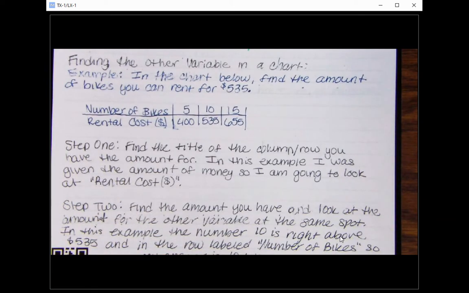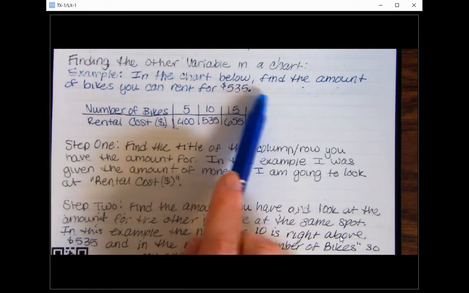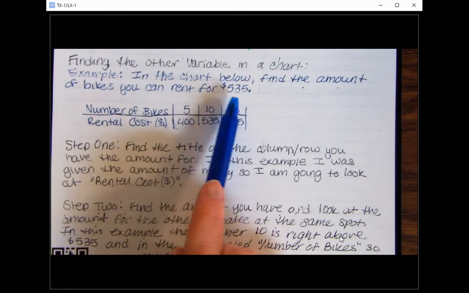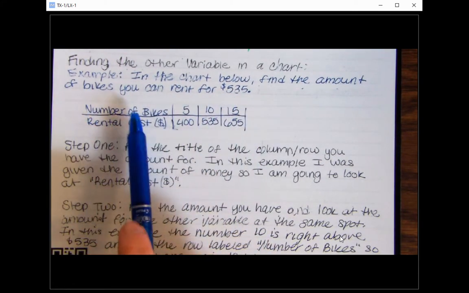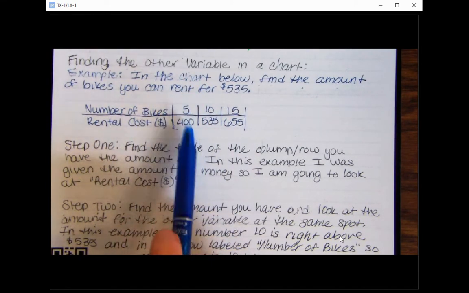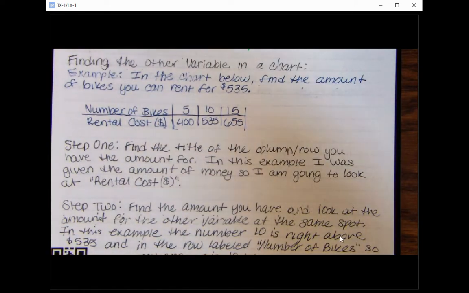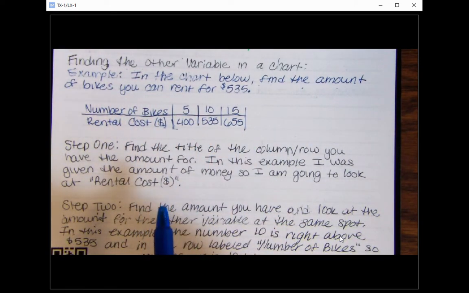So let's take a look at finding the other variable in a chart. Again, we're comparing two things. In a problem, you might be given one of the variables, and it's your job to find the other. In this example, in the chart below, find the amount of bikes that you can rent for $535. So you're given a chart, and they have something labeled either going side to side or up and down. It really depends on what kind of chart it is. And we need to find how many bikes you can rent for $535.